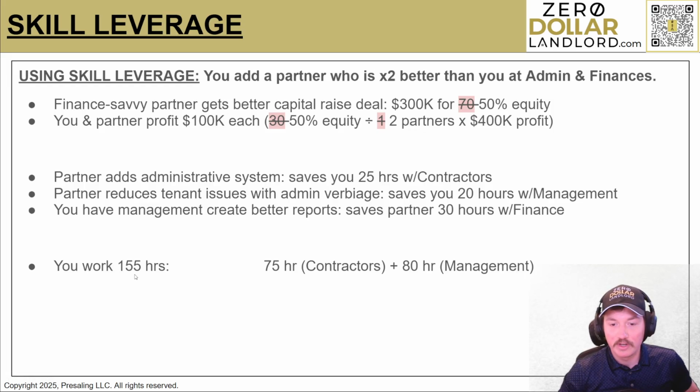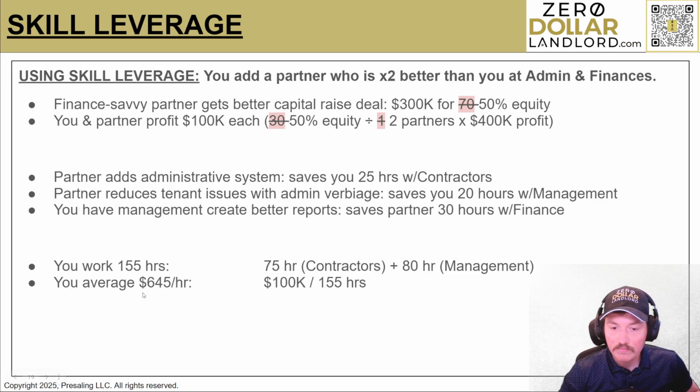So you end up working only 155 hours, because there's 75 hours from contractors, plus your 80 hours from management. And then you have an average of $645 an hour. Before it was $200 an hour. Now it's $645 an hour because that's 100K profit.